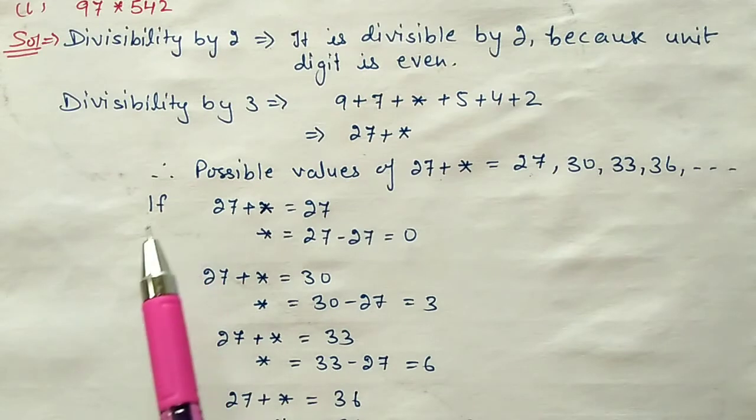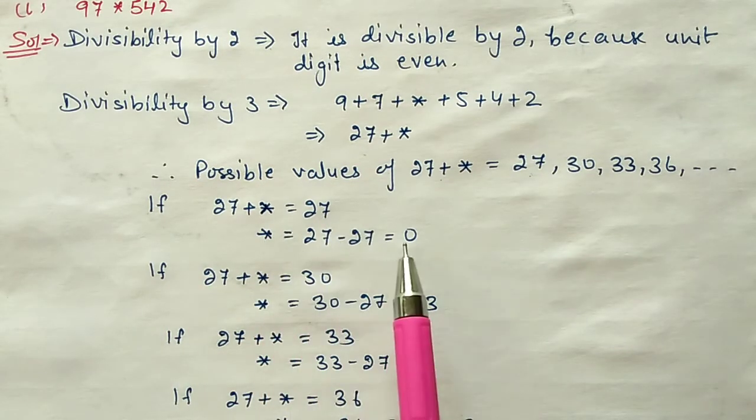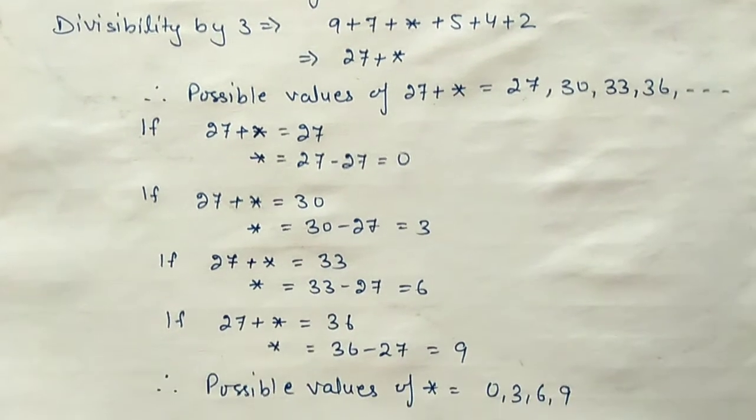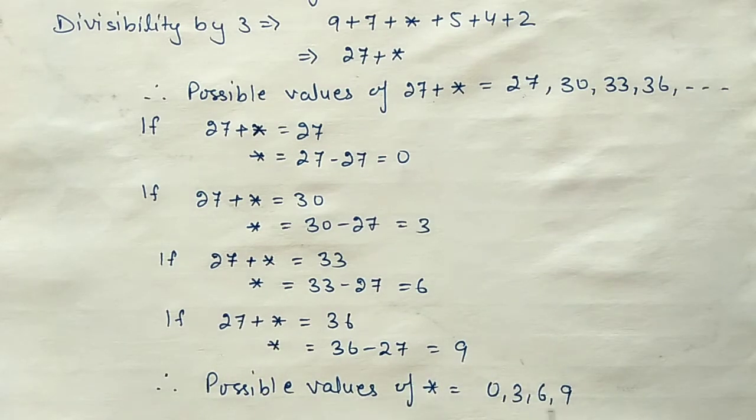If you take the first value 27, then 27 plus star is 27, so star value we will get 0. If we take the next number 30, in that case star value we will get 3. If we take 33, then we will get 6, and if we take 36, in that case we are getting 9. After 36, next number is 39, and if we take that one, then we will get 12, and we need here only the one digit number. So 0, 3, 6 and 9 are the possible values of star.